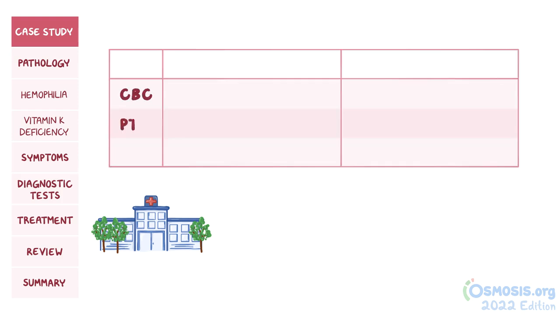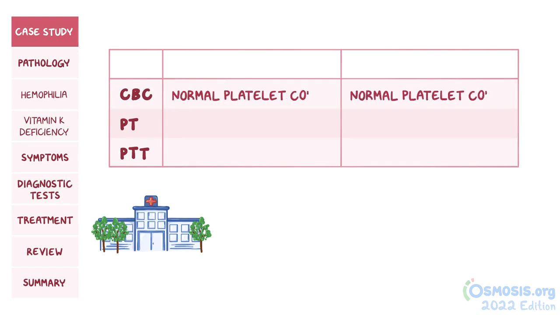CBC, PT, and PTT are ordered for both patients. They both have normal platelet count. Now Braden has normal PT but elevated PTT, while Harlow has both PT and PTT elevated.